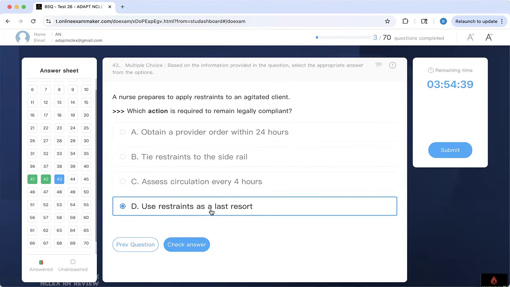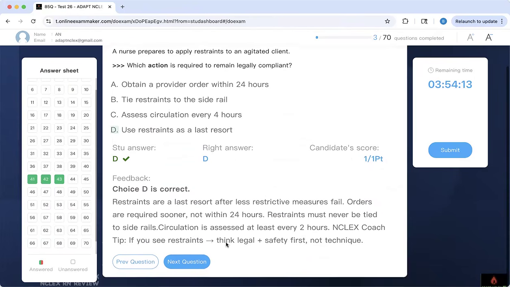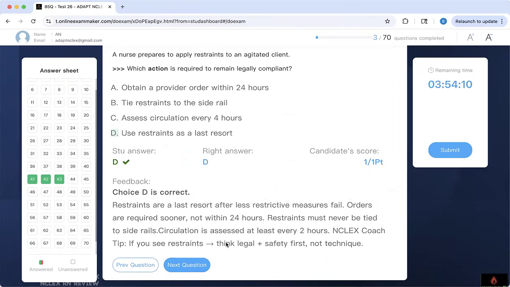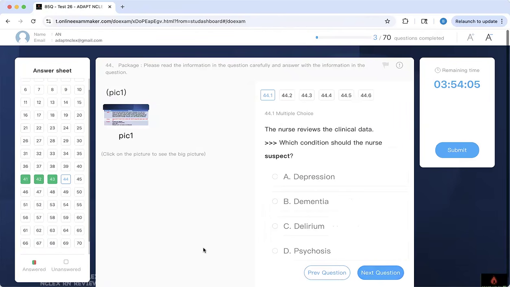I know a lot of people will pick A. Okay, provider gives me an order within 24 hours. But for a restraint to be legally necessary and compliant, we need it as the last resort. Just because you think you can obtain an order from the provider doesn't mean you get the restraint order. No, you have to make sure it's necessary to do this restraint, then you can go. This is what makes it legal. It's the last resort. Always use the least restrictive mechanism. But if you can't, obtain it.